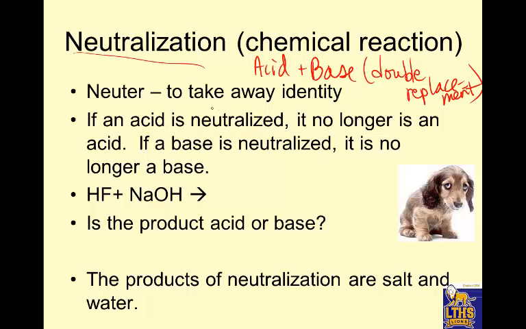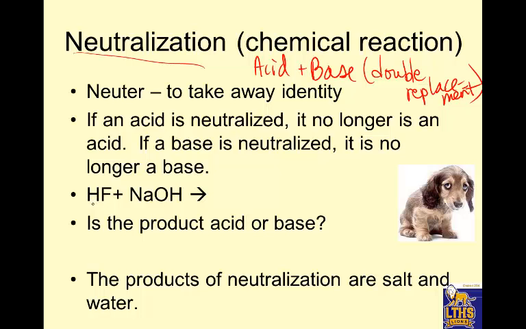When we talk about neuter, we talk about taking away the identity of something. When you neutralize, you take away the identity of an acid or a base. If you have an acid and it's neutralized, it's not an acid anymore. If you have a base and it's neutralized, it's not a base anymore. HF is an acid. NaOH is a base. So what will the product be? Neither. Let's see what we get.